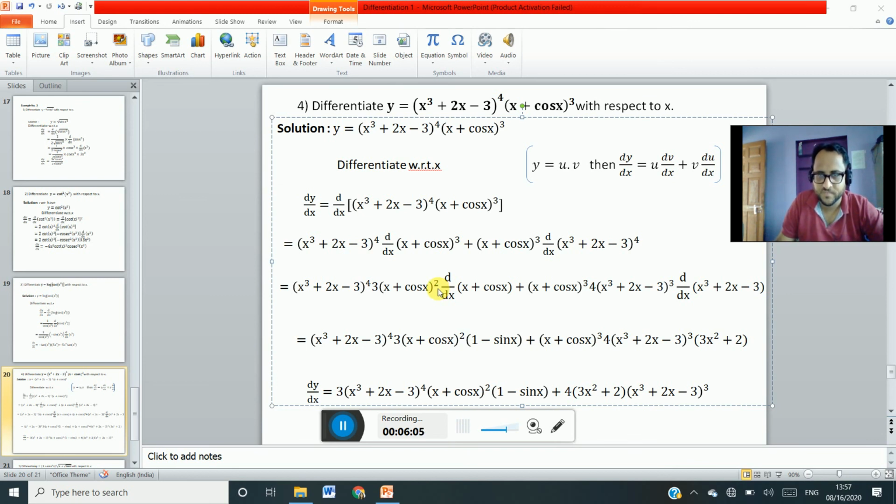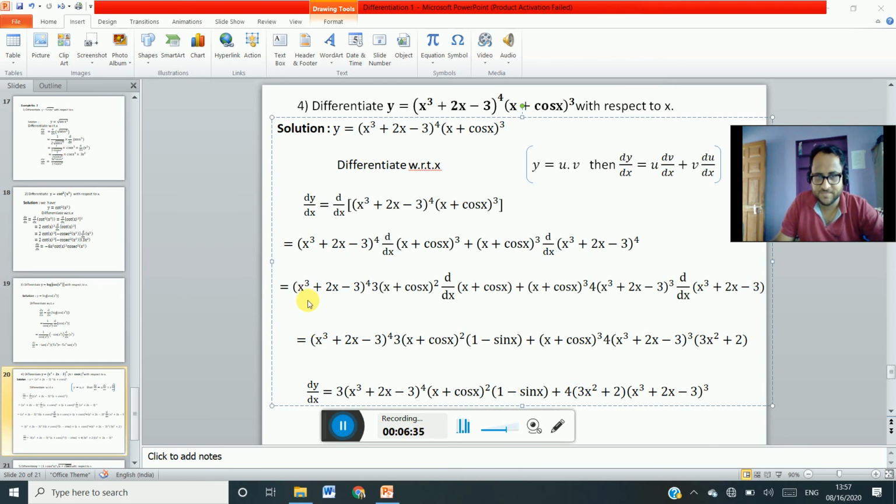Okay, right. So what we get, see here: (x cube plus twice x minus 3) to the power 4 into 3 into (x plus cos x) to the power 2 and derivative of this function x plus cos x, plus (x plus cos x) cube, this is as it is, and derivative of this is again by using the same formula, that is 4 into function to the power 4 minus 1, that is 3, and derivative of this function x cube plus twice x minus 3, right?